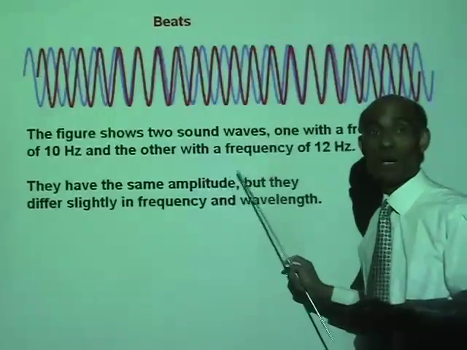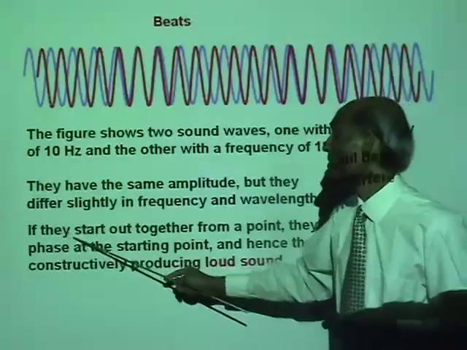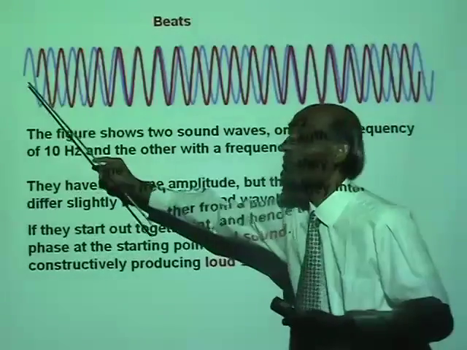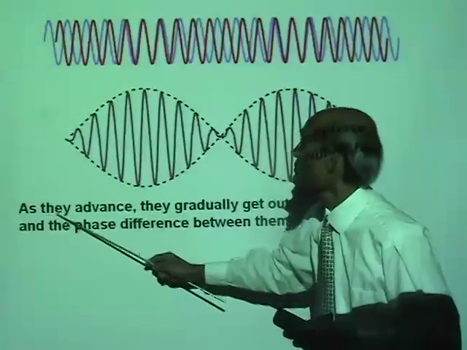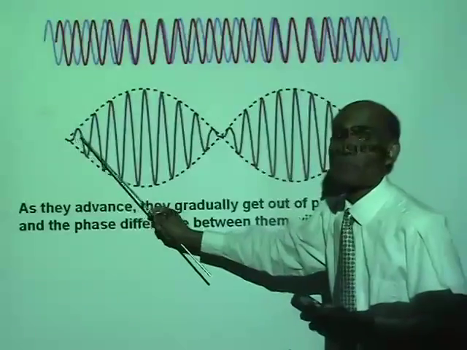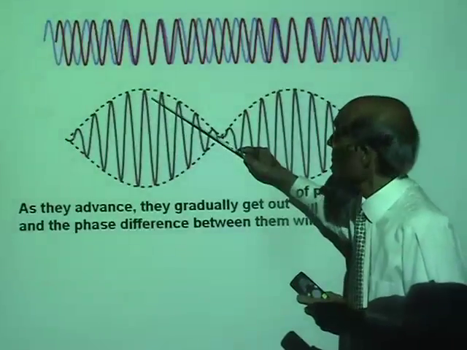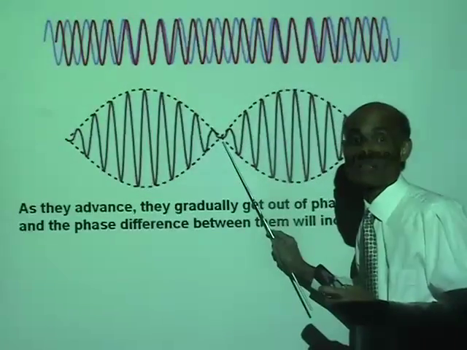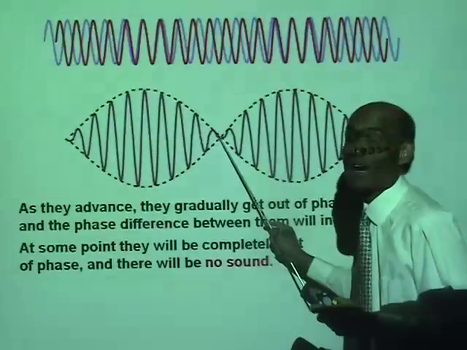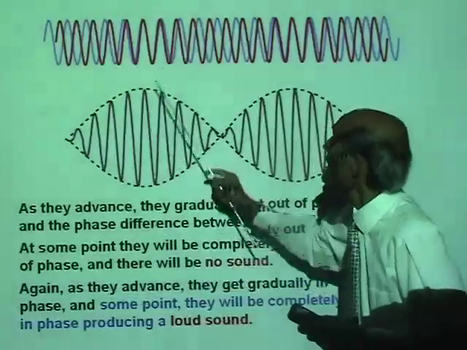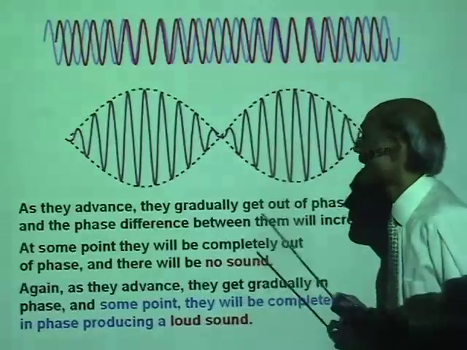They have the same amplitude, but they differ slightly in frequency, and therefore they differ slightly in wavelength. If they start out together from a point, they will be in phase when they start out, and therefore you get a very loud sound. But as they advance, they gradually get out of phase. You can see this is where they are in phase, you get a loud sound. But soon they get out of phase. They cancel each other, producing no sound. At some point they will be completely out of phase, and there you have no sound at all. And again, as they advance, they get in phase. That means you get a bigger amplitude, therefore you have a loud sound.